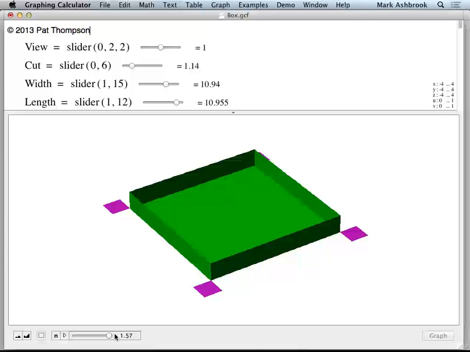Okay, so what do you observe here about n when we're folded up? It's 1.57. What's that about? Pi over 2. Why does that make sense? You're rotating each side by pi over 2.